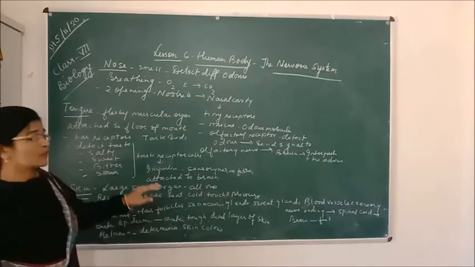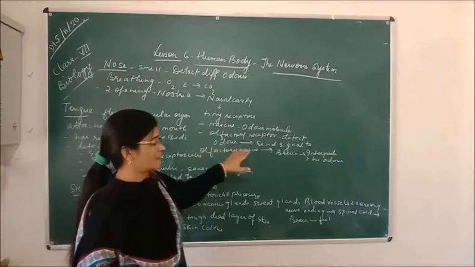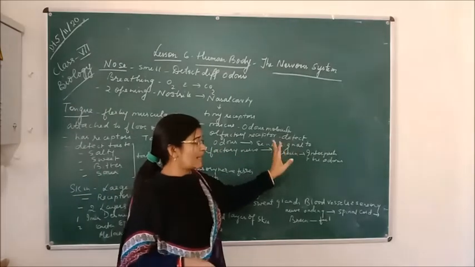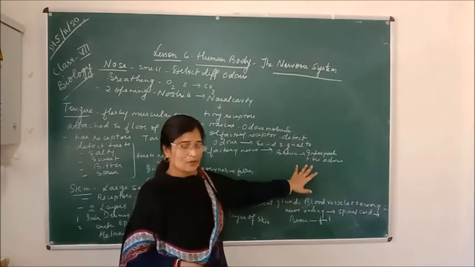So this way, through the olfactory nerves the odor or the smell can be detected in the brain, and then the brain interprets what kind of odor it is, either it is bad or good.